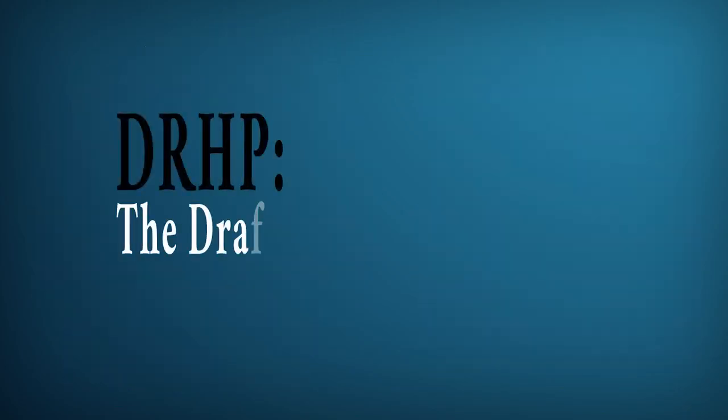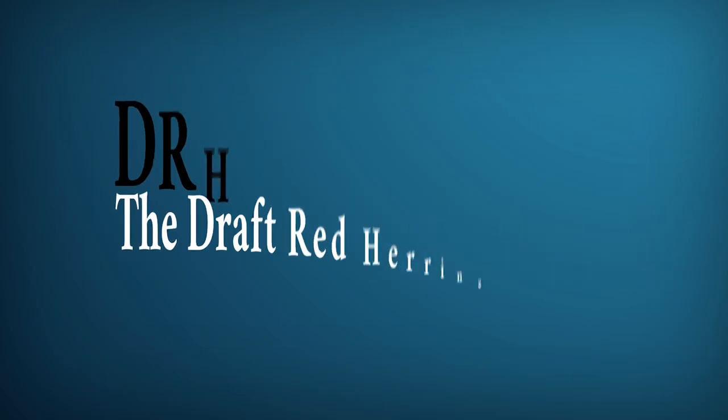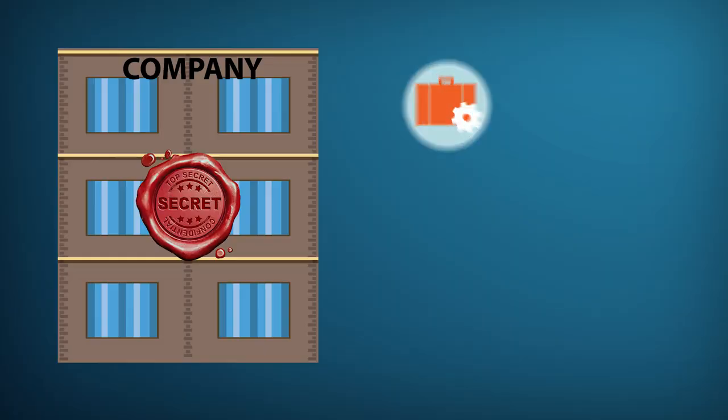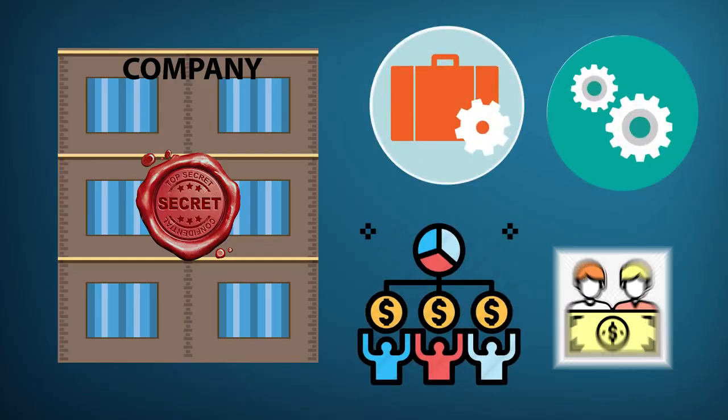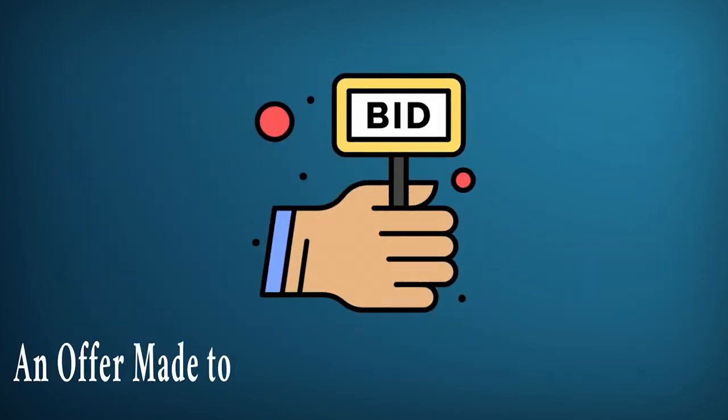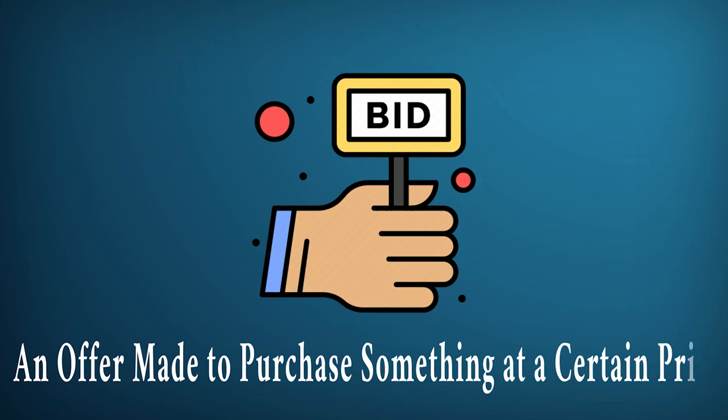DRHP, the Draft Red Herring Prospectus, includes important information about the company, its business, the industry it is in, current shareholders, and its financials, among various others. Bid, an offer made to purchase something at a certain price.